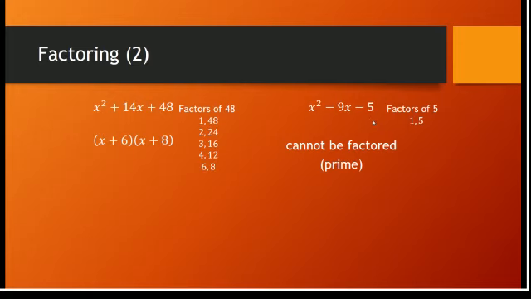Make sure you try all the factors. 5 is nice, it's prime, so there's only 2 factors. But if this were a composite number like 36, there's a number of different pairs of factors you need to try before you can be sure it can't be factored.